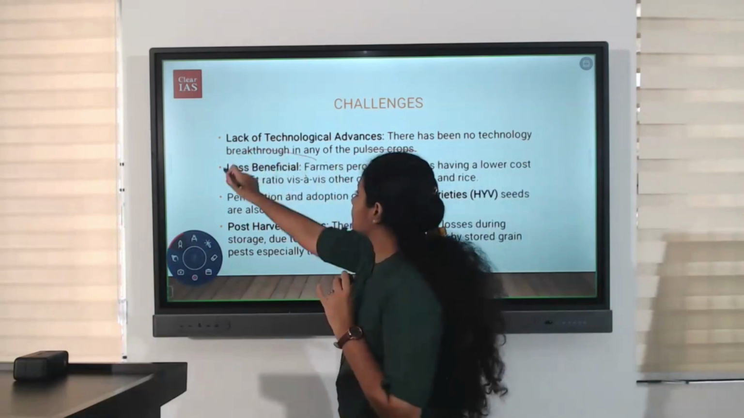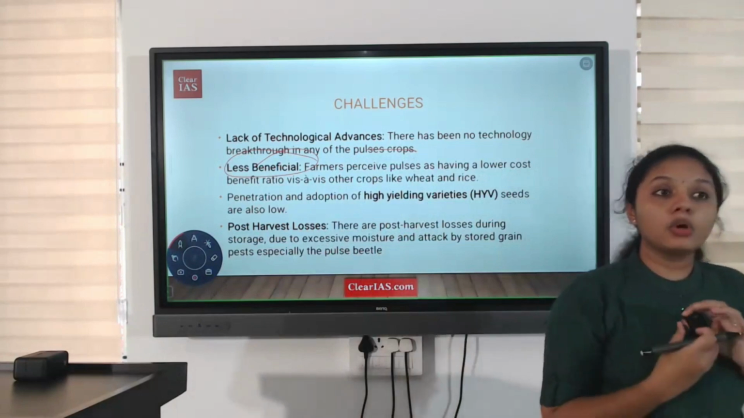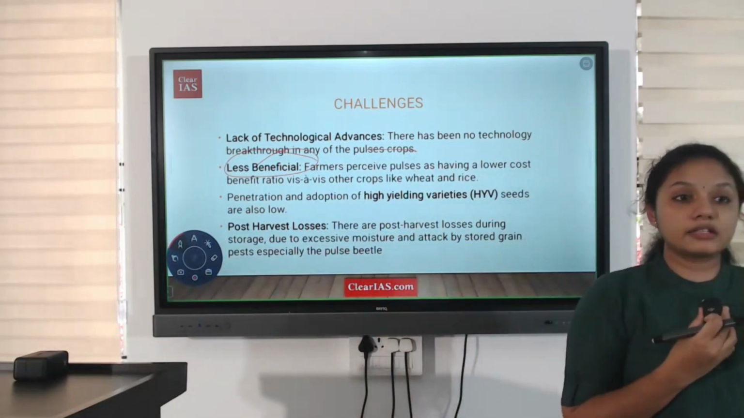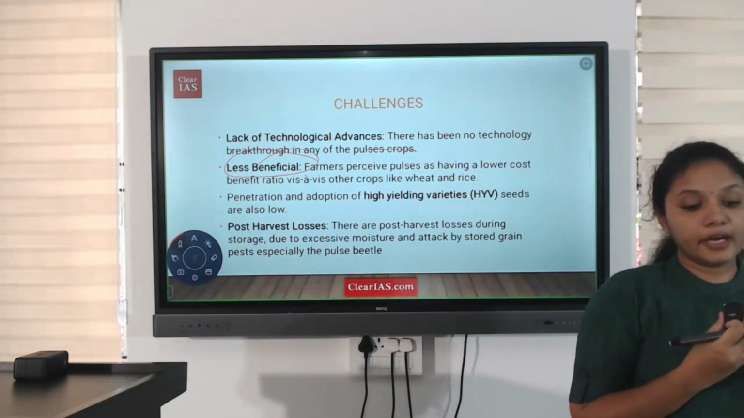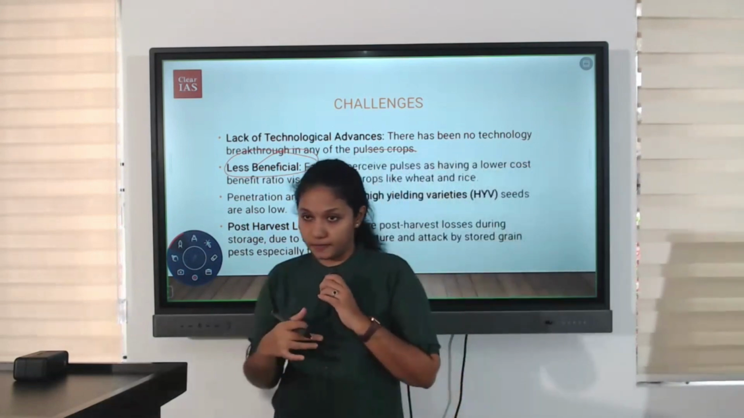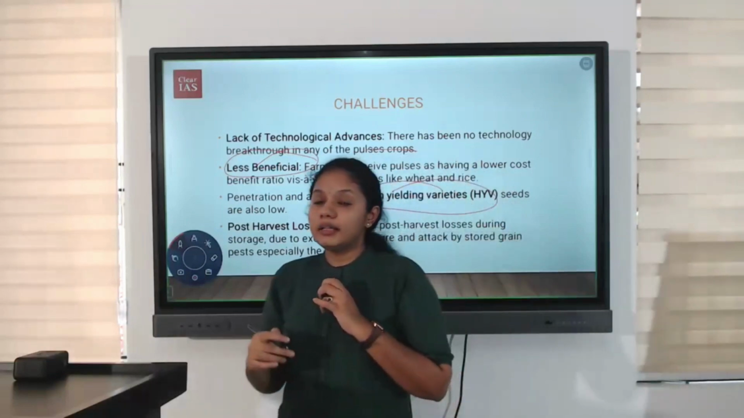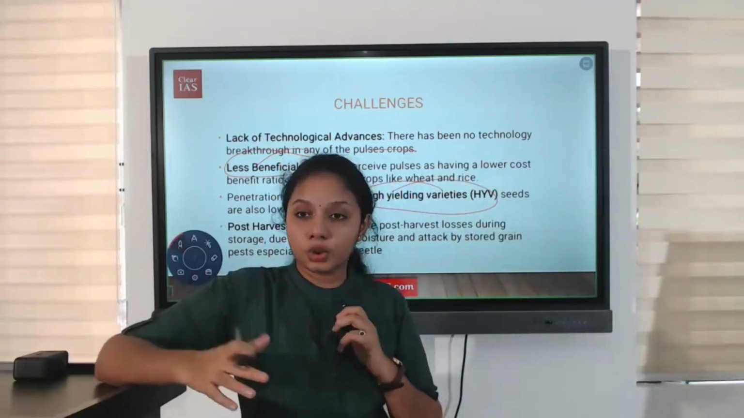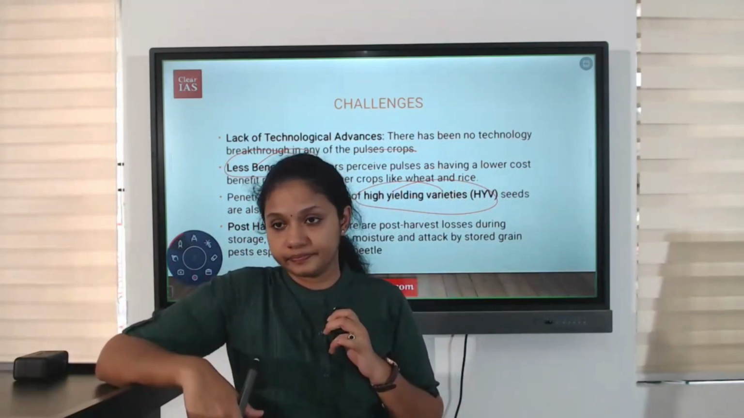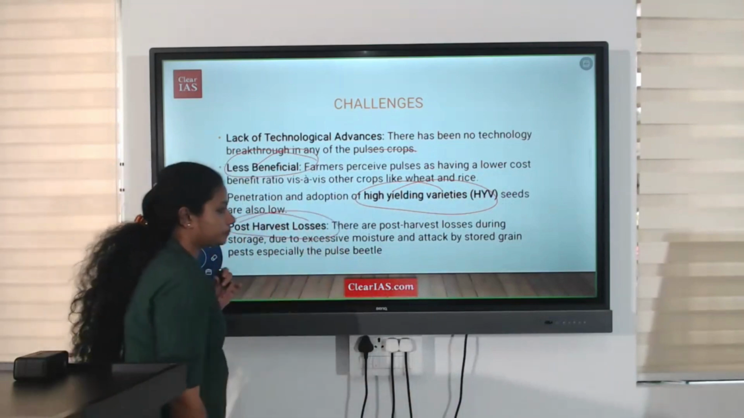And also lower benefit. If we consider wheat and rice, there is MSP, and the return is high compared to that of the pulses. So farmers consider it to be less beneficial. And also lack of high yielding varieties, or the farmers turning to the high yielding varieties in the case of pulses is very less. Now, post harvest loss is also high.